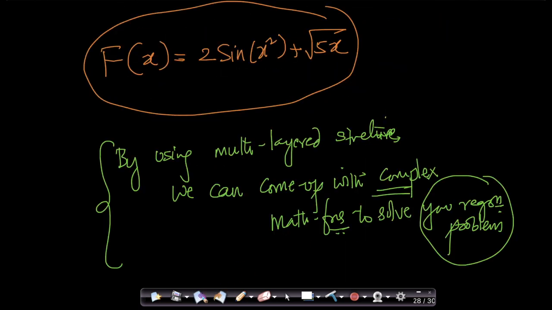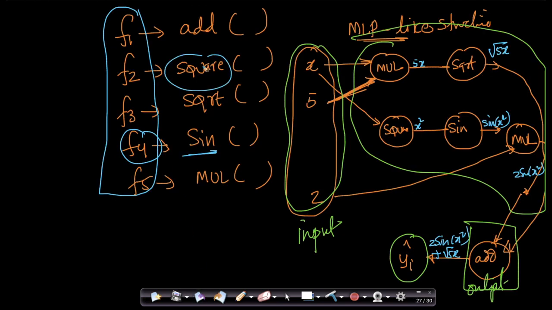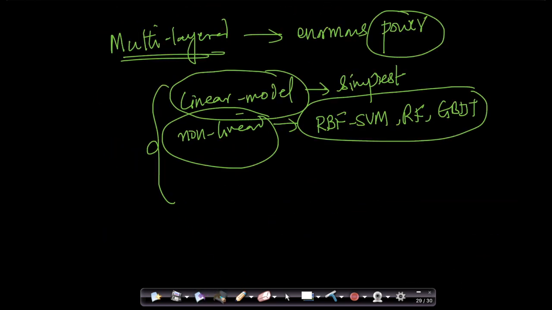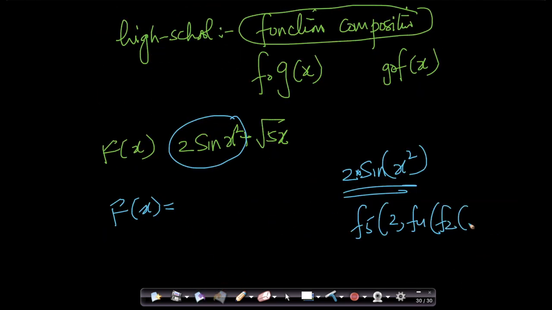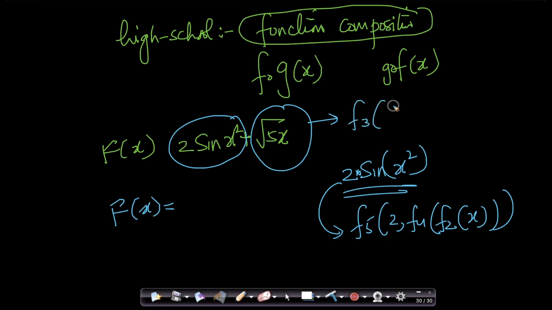Now I need the square function. What is square? f2, right? So I'll do f2 of x. This is equivalent to this. What is square root of 5x equivalent to? Square root of 5x is equivalent to f3 of f5 of x comma 5.